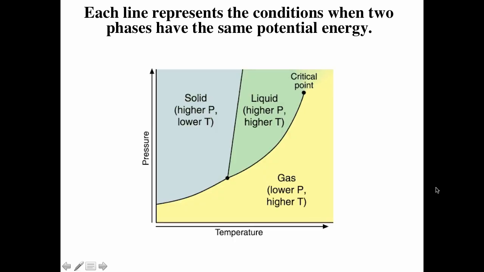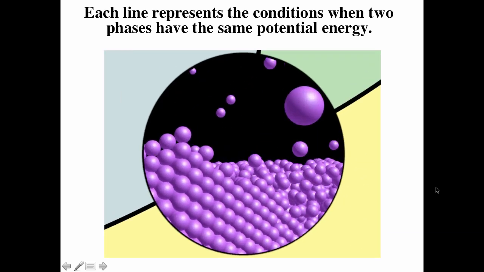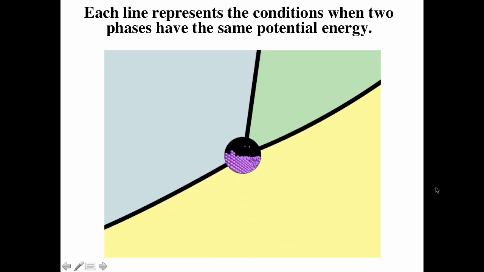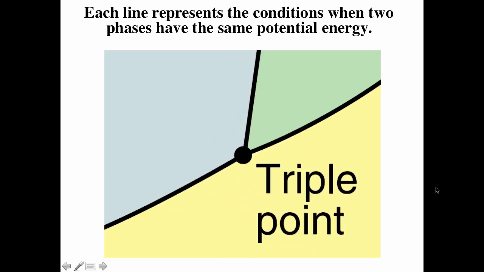The second important feature occurs at the junction of the 3 phase boundary lines. At this point, called the triple point, the 3 phases are in equilibrium simultaneously.